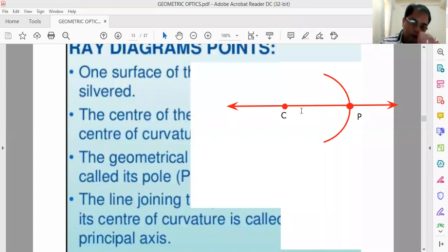If you divide the radius into half, then what we will get is a point called the focus, halfway between the center and the vertex. We will call this letter F. That's the focus. So we have C, F, and P.